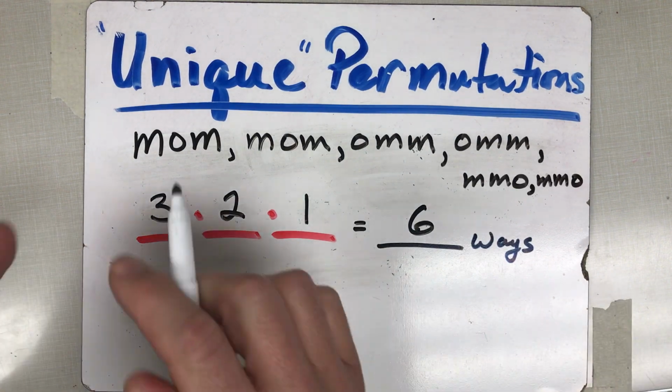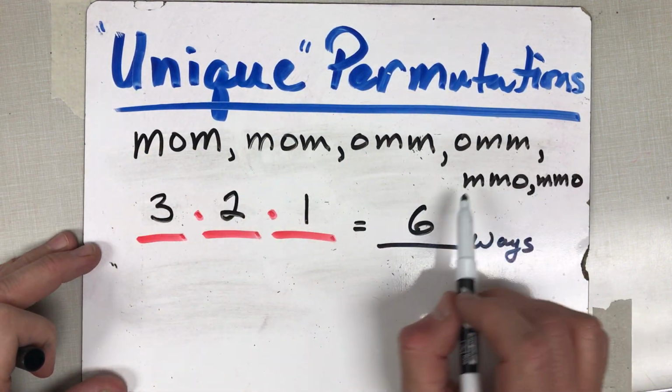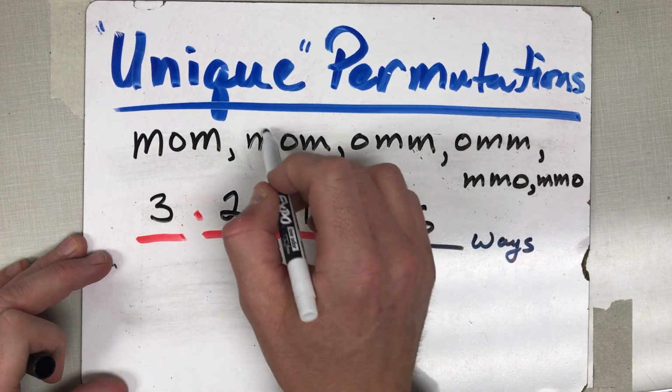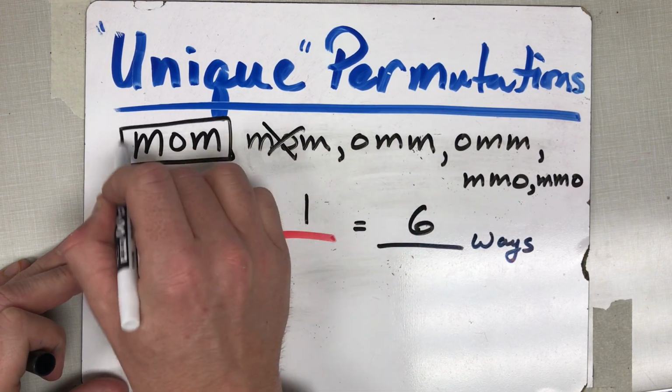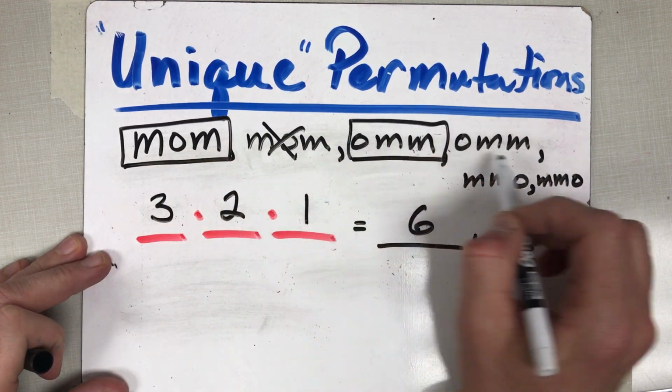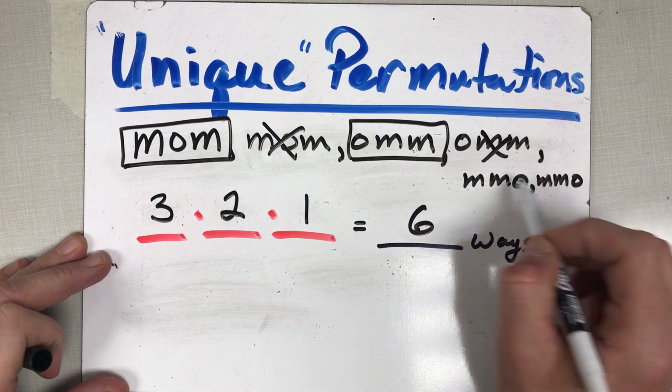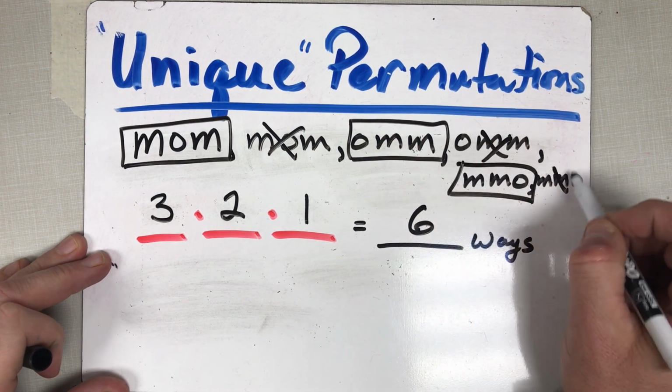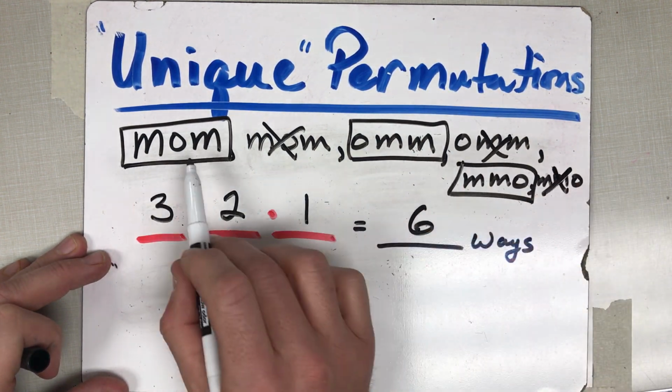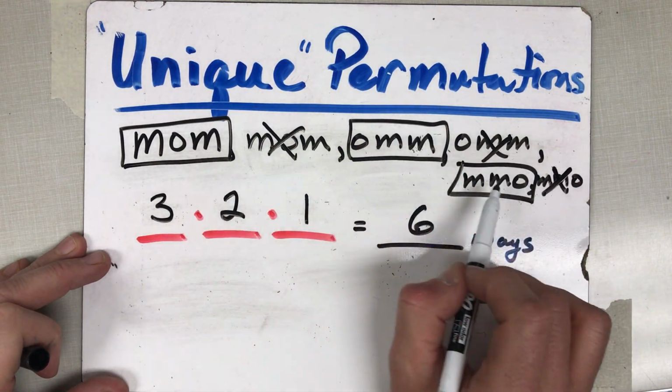Now the problem is, with a unique permutation, these are not all unique. These are repeats, so we don't want this to happen twice. So I'm going to have, there's 1, there's 2, and then I'm not going to count that one, and then here's 3. There are only 3 unique ways to do this. Even though there were 6 different ways to rearrange the letters, there are only 3 unique ways to do that.